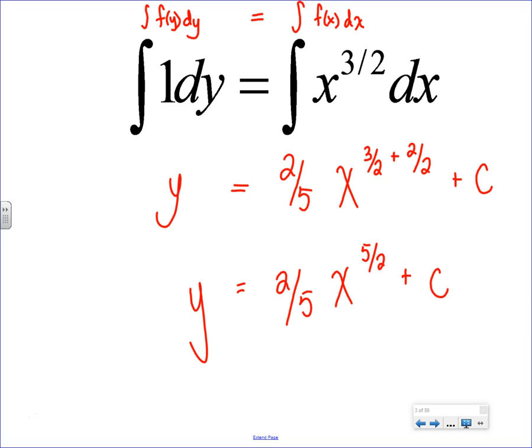What did Charlotte have to think through when she was like, but the 5 halves, if I was taking a derivative, what would happen to this 5 halves? It would come down. There's nothing there. So if this came down and went away, what had to be waiting for it? Its reciprocal.